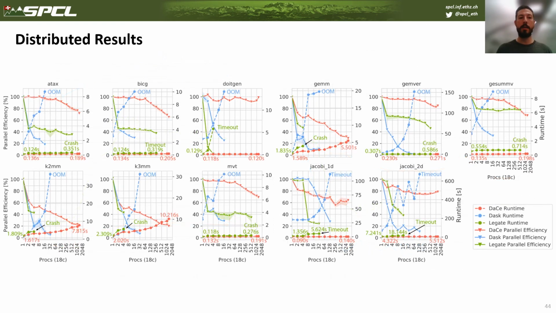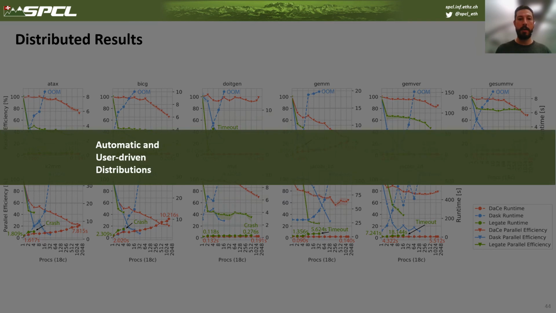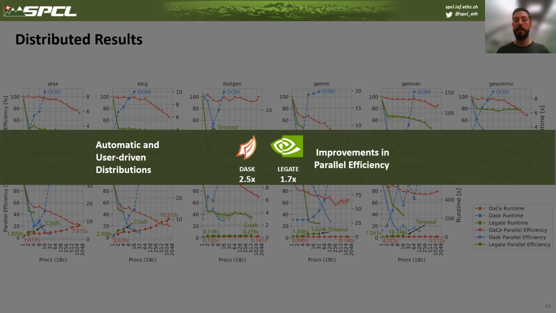Now, in the paper, you can find more distributed results, both with automatic distributions, but also with user-driven communication schemes. Let me give you again the summary. So Dace has better parallel efficiency by about 2.5 and 1.7 times compared to Dask and Legate, respectively.